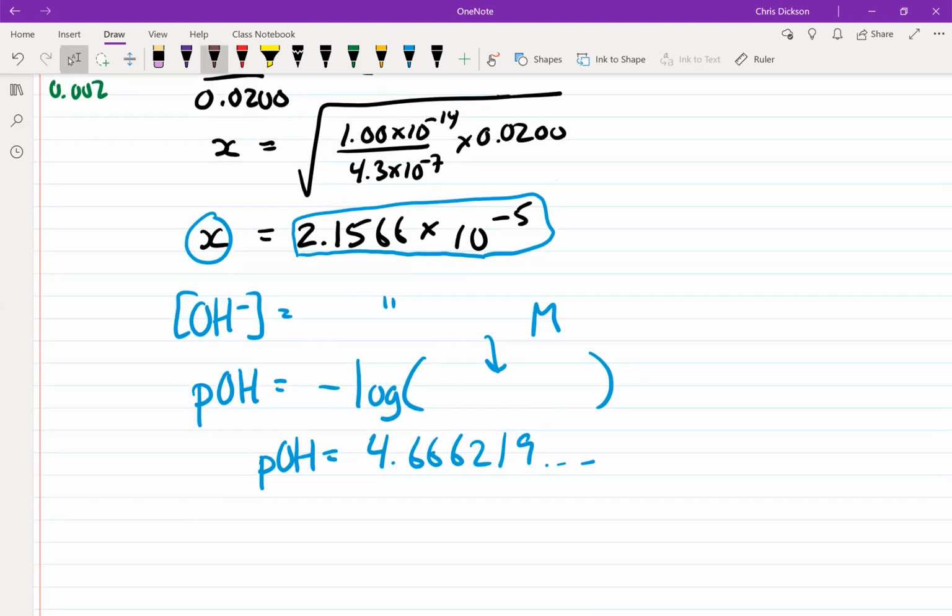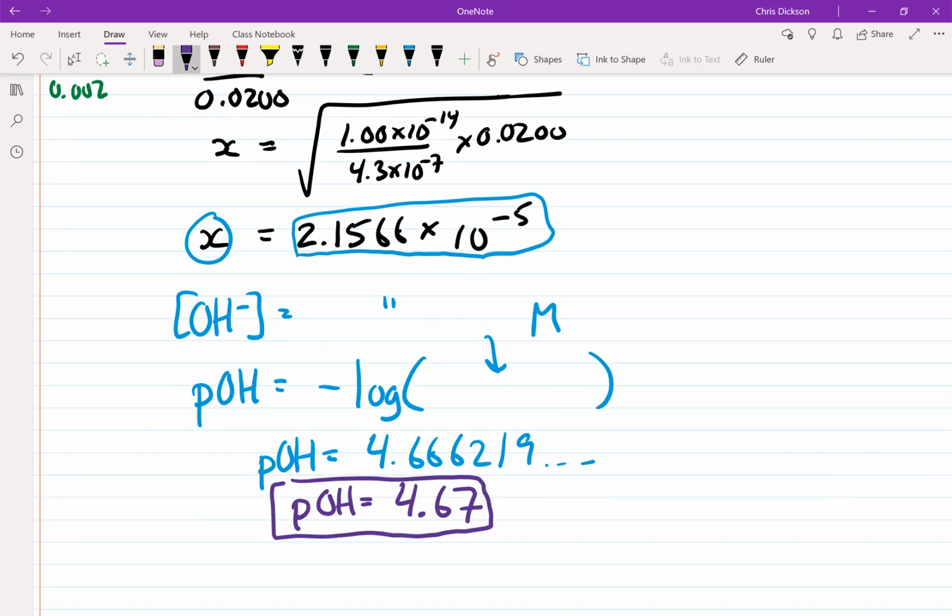So remember that the number to the left of the decimal doesn't count as sig figs. So this would be 4.6, and then it's 6, so 7. Now remember that actually is basic, because if you worked out the pH, you would do 14 minus that number, and that would give you a pH of 9.33. So that's clearly basic, above 7.